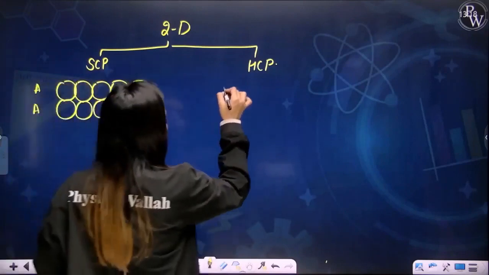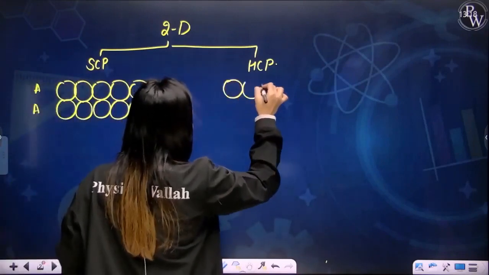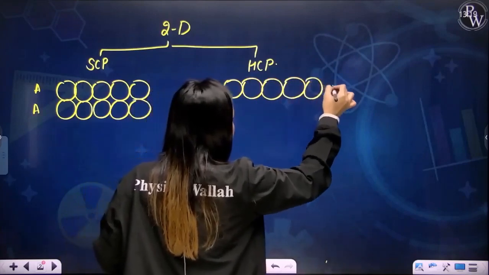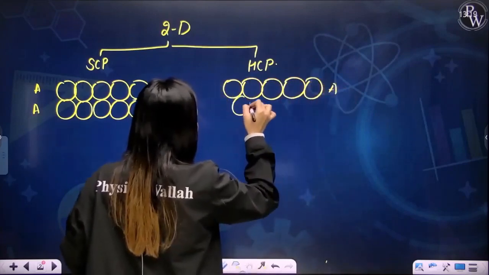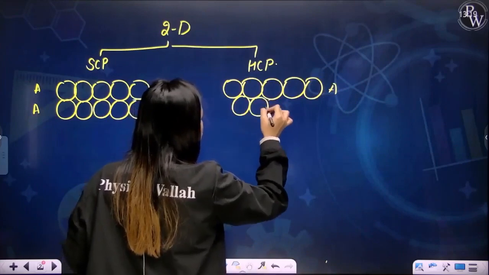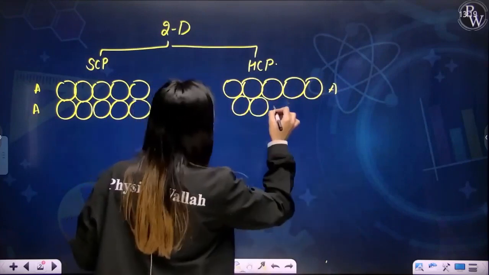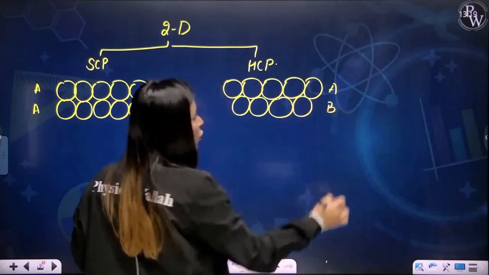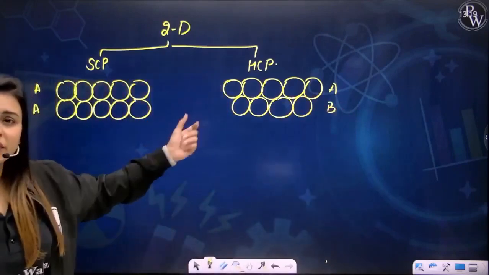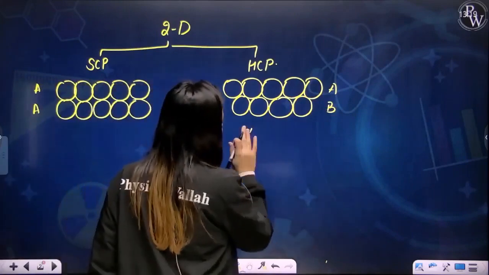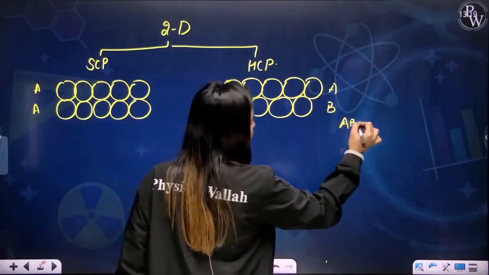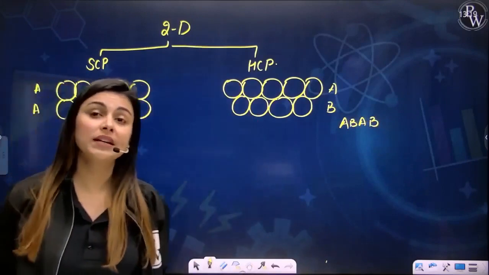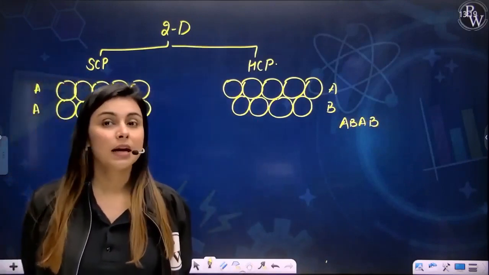Now if I talk about HCP, it could be something like this. This is your A layer, let's say, and in the depression of the A layer, you put the other layer. So this would be your B layer. This is known as AB type of layering. These were the two types of layering which we discussed in the two-dimensional packing.